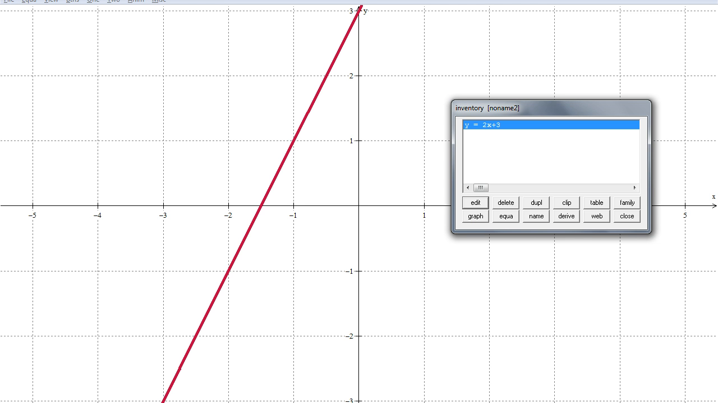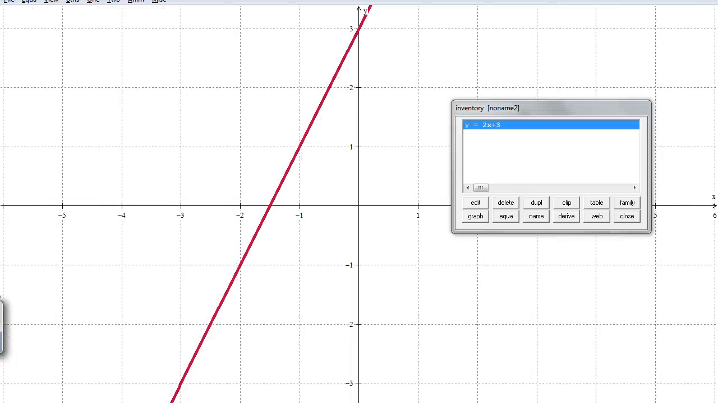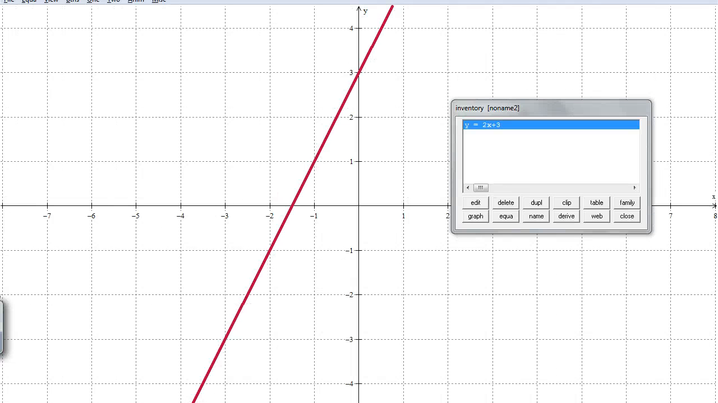Somebody give me an equation of a line that is parallel to this line. By the way, how many lines are there that are parallel to this line? Infinitely many, right? Because there are infinitely many lines that have a slope of 2. Somebody give me another one. Dana, can you give me an equation of a line that has a slope of 2?